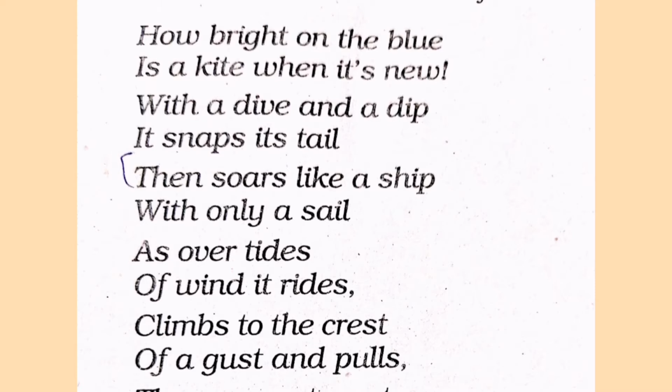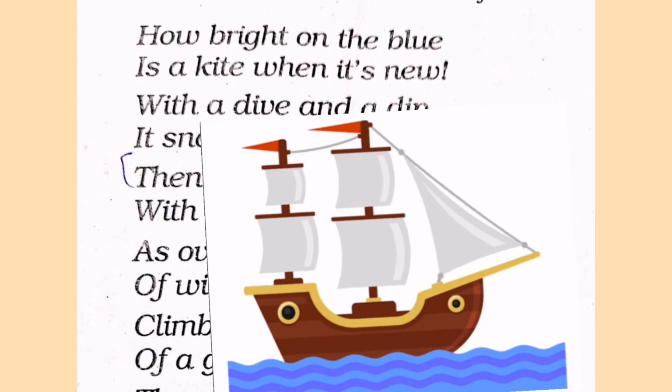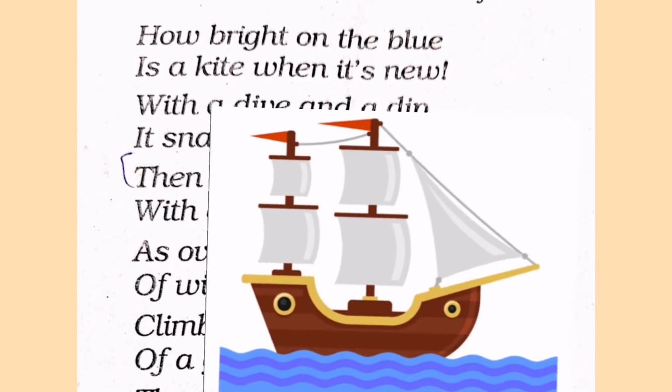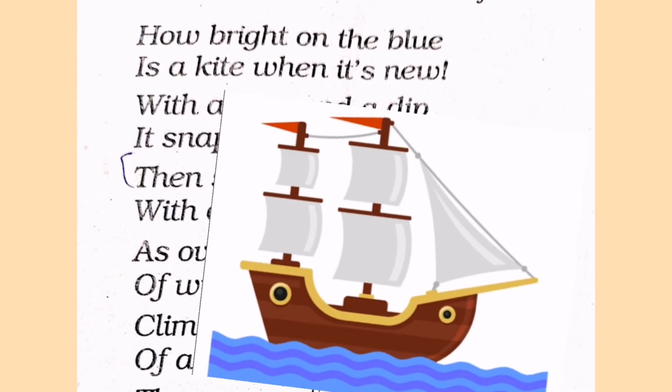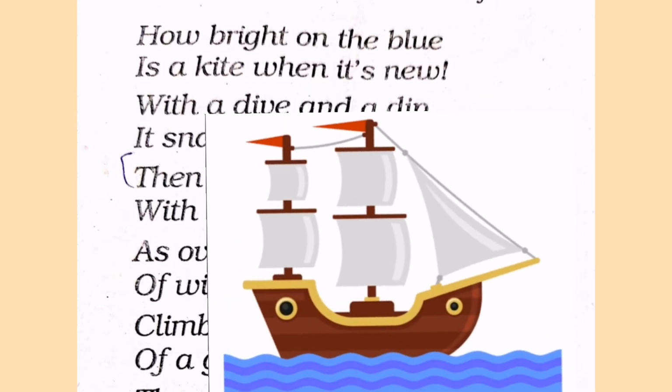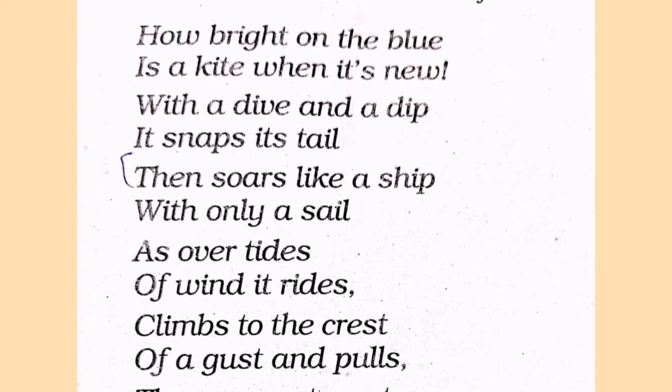Then soars like a ship with only a sail. Now here the poet is comparing this kite with a ship. Like, if you might have seen a ship, it goes according to the waves in the ocean. So the kite also goes according to the waves in the air, the breeze, the wind. As the wind is blowing, the same way the kite will also fly.